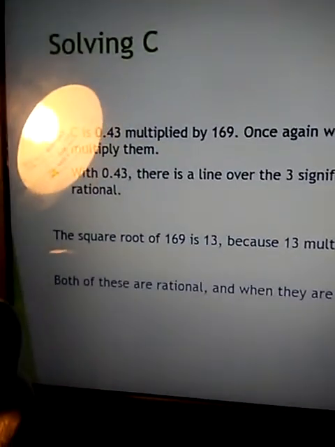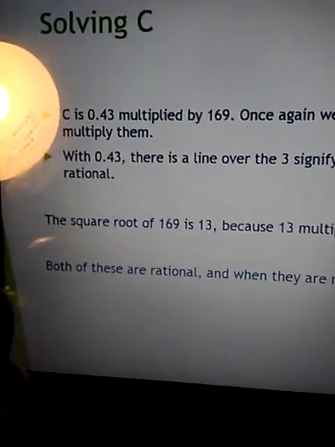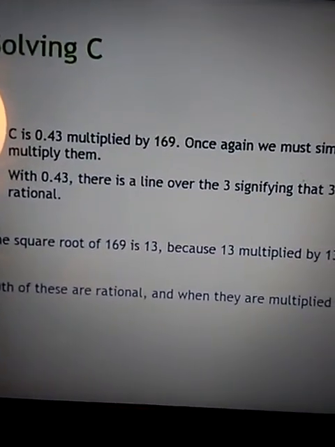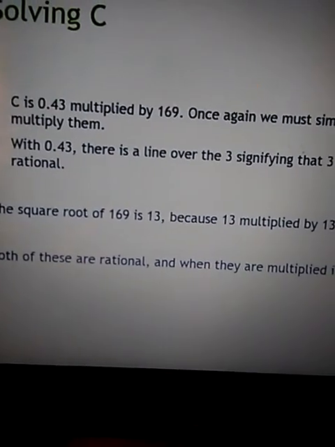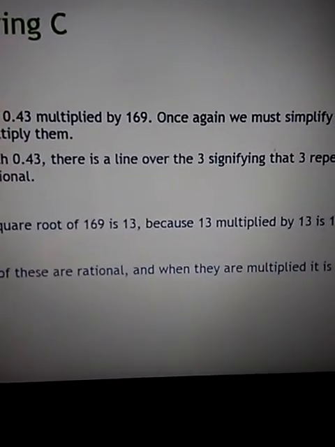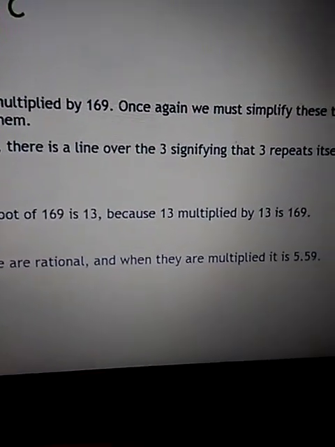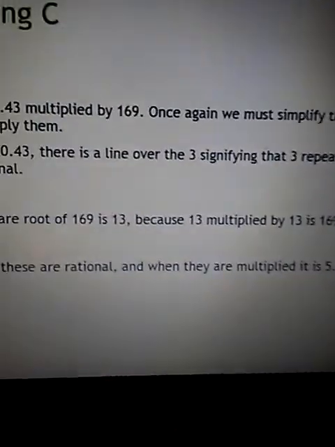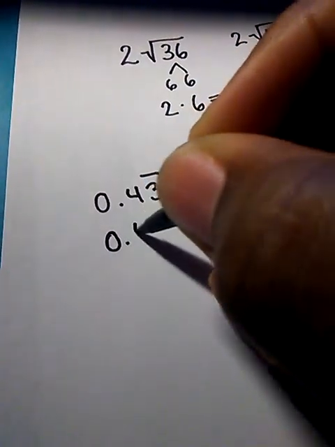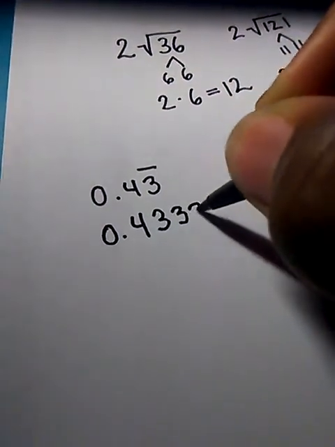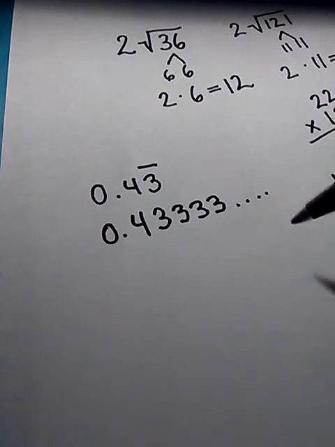Now, C. C is 0.43 multiplied by the square root of 169. Once again, we must simplify these two and then multiply them. With 0.43, there is a line over the 3, signifying that the 3 repeats, and this is rational. That basically means this is 0.43, 3, 3, 3, and it goes on forever.